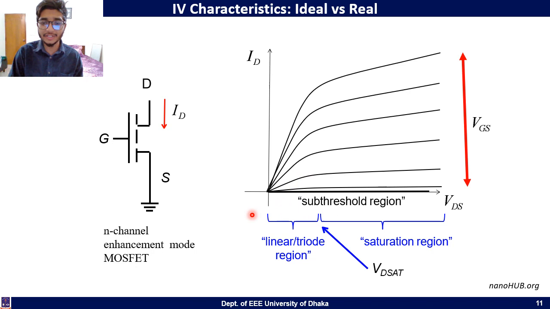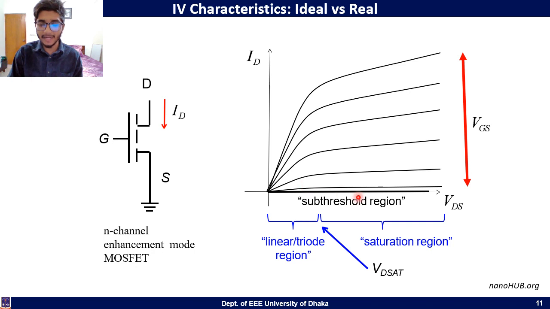There is another region called the subthreshold region. When the gate voltage is small, not large enough to turn the device on, then there will be no current in the MOSFET. That's when we say that the device is operating in the subthreshold region.